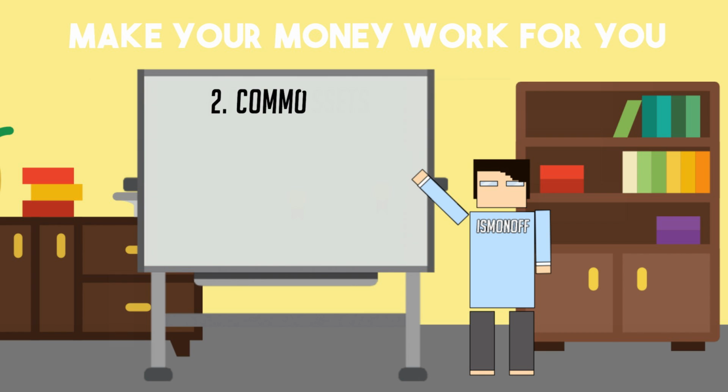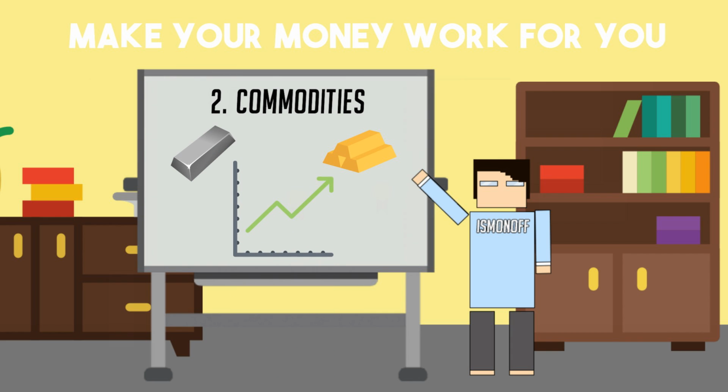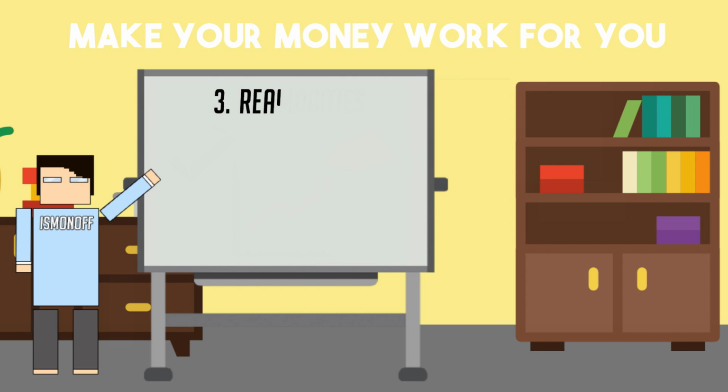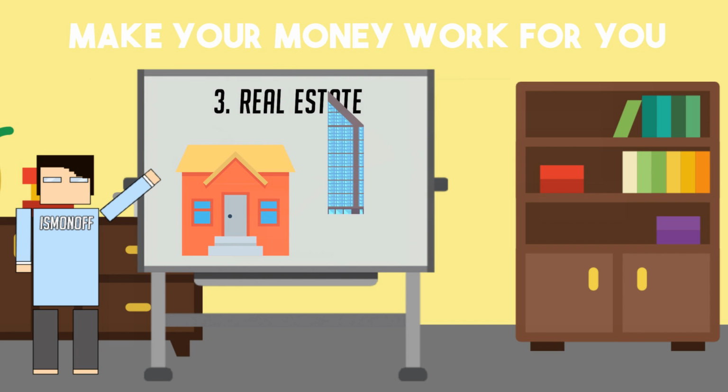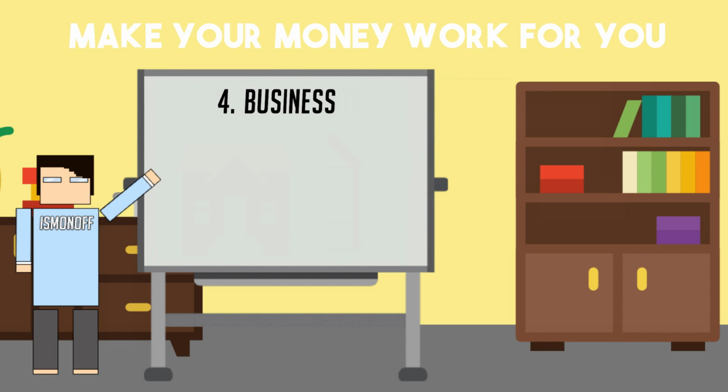The second type of investments are commodities, such as gold or silver. The price of gold keeps increasing every day, so if you buy gold today, you can certainly sell it for a higher price tomorrow. Maybe not tomorrow, but later on in the future. The third one is real estate. That includes houses, apartments, hotels, and the list goes on. And the last one is business.